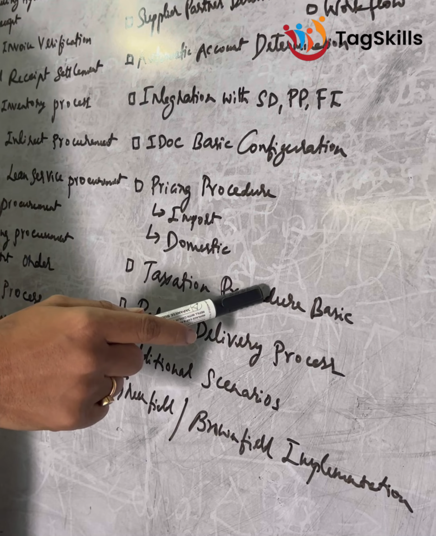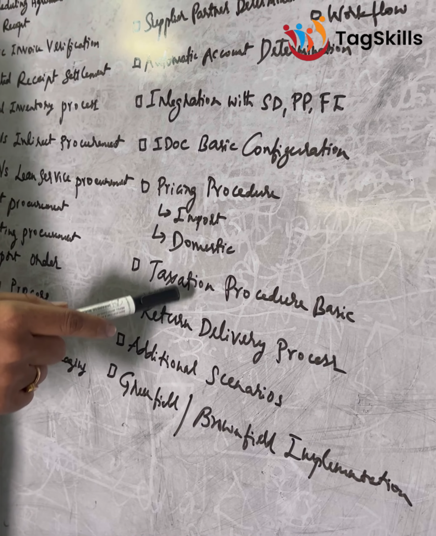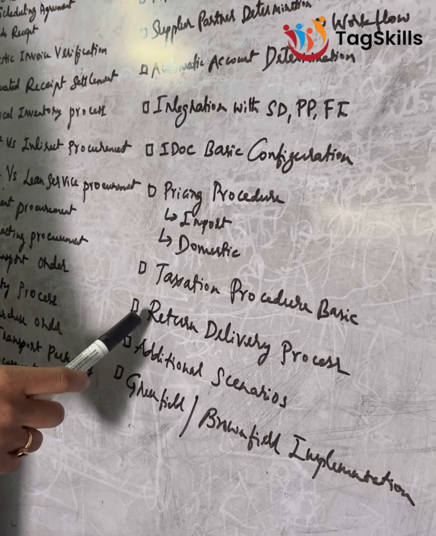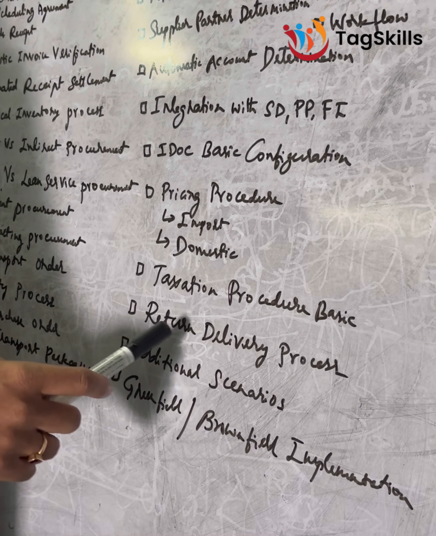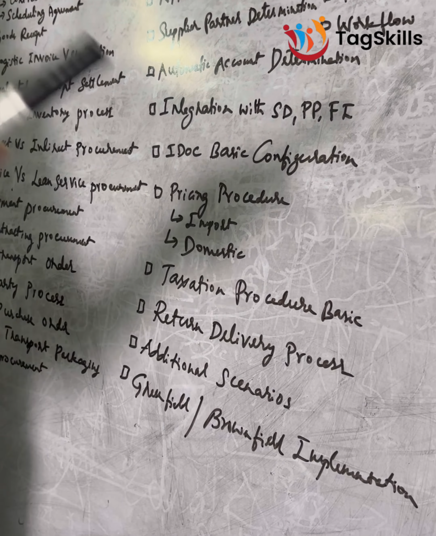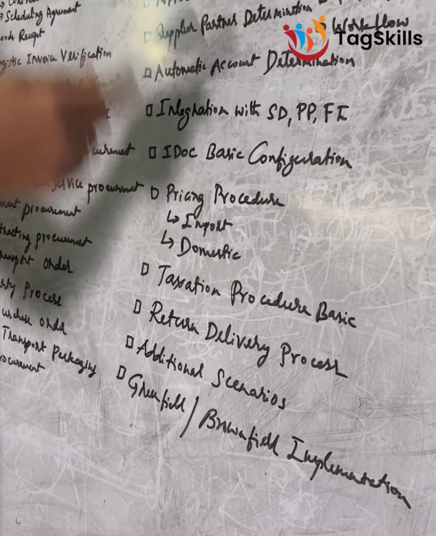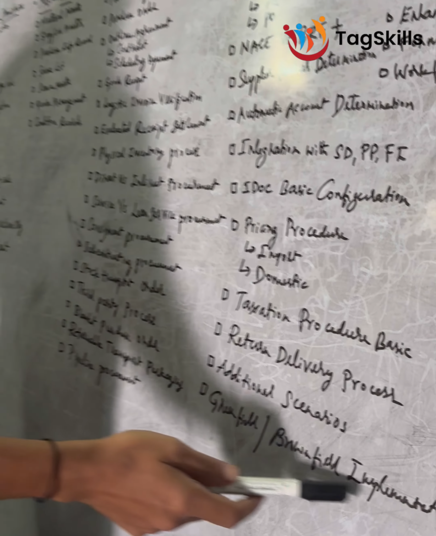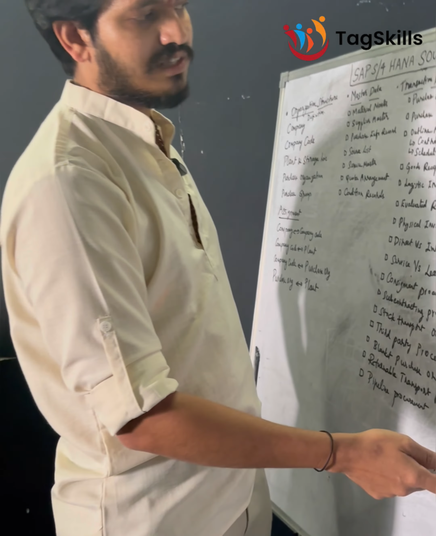Then the taxation procedure will be basic, which will be given from the MM side. The FI side definitely will do the complete configuration. Then the return delivery process will be taken care of, like once you are having a problem with the material, how you return the material back to the supplier. Then additional scenarios which will come under any business scenario, we will be covering it. And greenfield implementation and brownfield implementation project experience will be shared in this process.